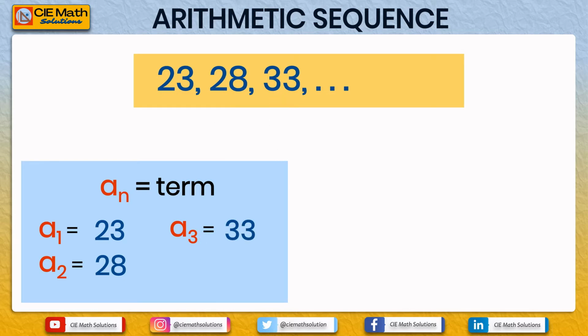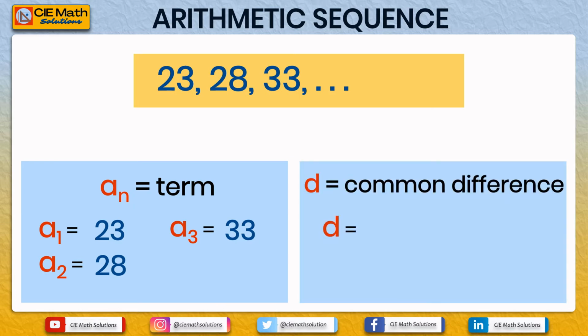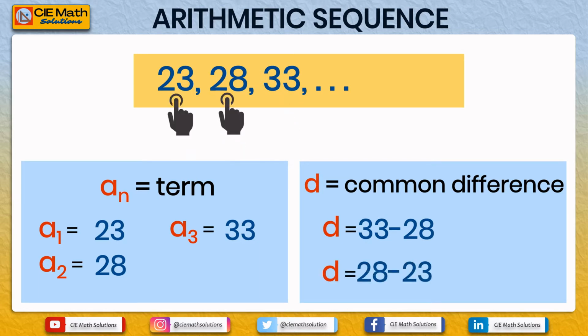An arithmetic sequence also has a common difference, which is denoted by d. d here would be 33 minus 28, which will give us a common difference of 5. Take note that the common difference is taken from the difference of two consecutive terms.